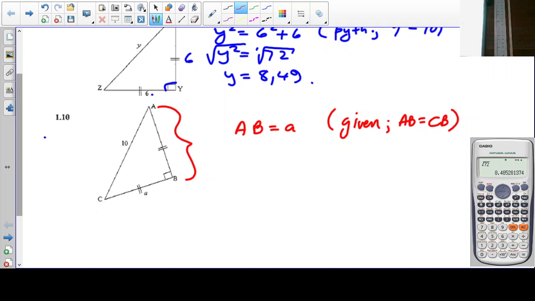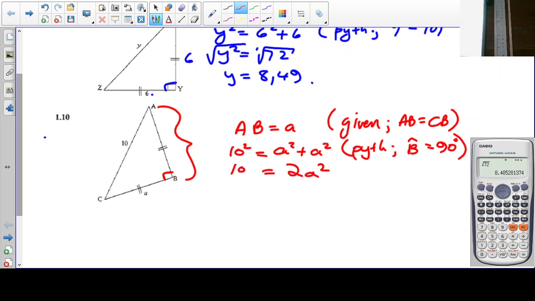So according to the theorem of Pythagoras, let's set this up, what would it be? 10 squared is equal to A squared plus A squared. Reason? Pythagoras, angle B equals 90 degrees. Any confusion there, people? What's A squared plus A squared? 2A squared. And 10 squared is 100.